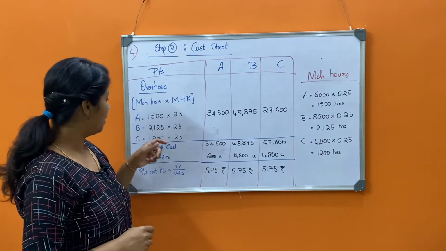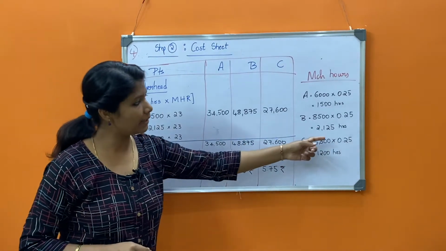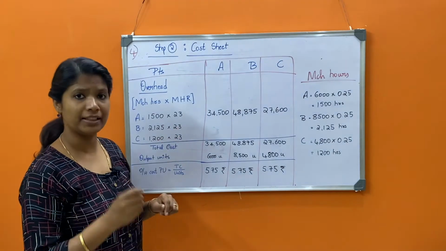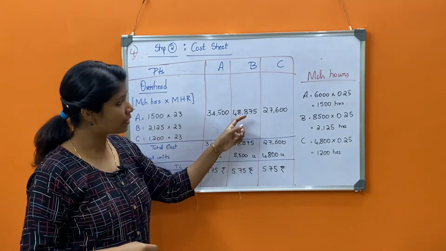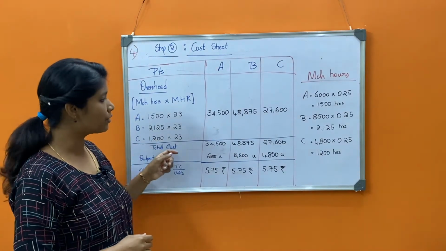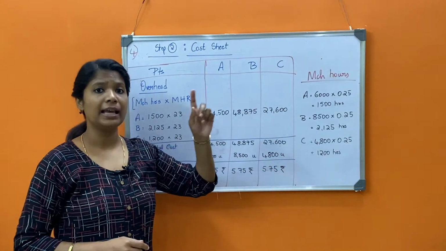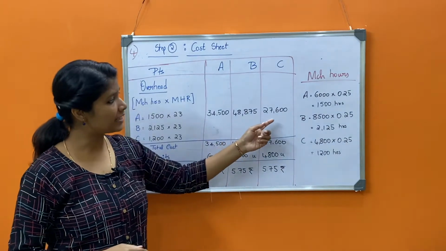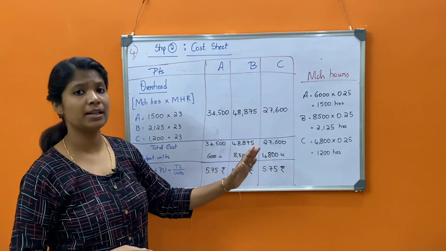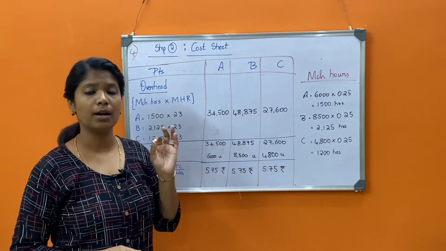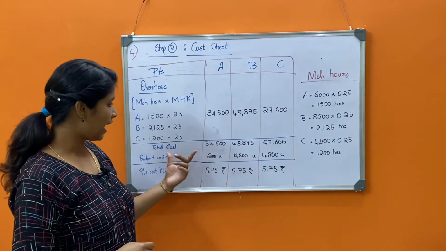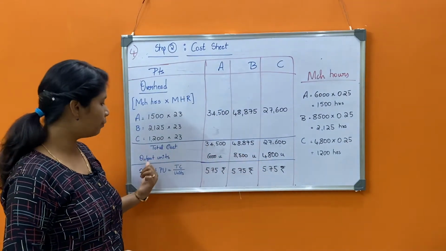34,500 rupees. Product B, how many hours has it taken? 2,125 multiplied again by 23, the same rate, 48,875 rupees. Next, product C, 1,200 hours multiplied by 23, 27,600 rupees. So this is the individual production cost per product, A, B and C. I am going to total it up. I get the same values and output units.